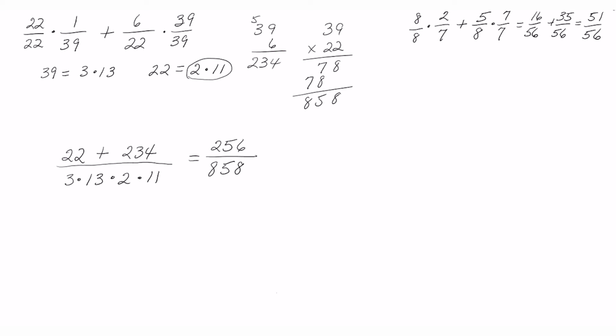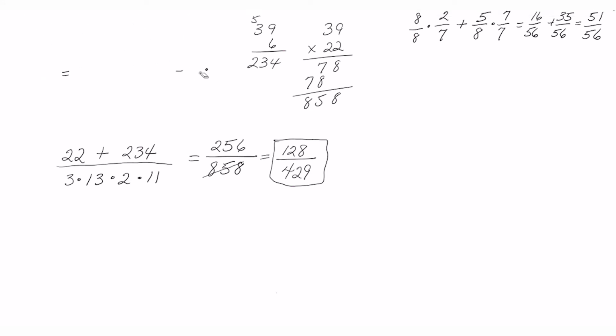Well, obviously these are both even numbers, so it looks like I'm going to need to factor a 2 out of the bottom and the top. So if I reduce the bottom by 2, I'm going to get 429. And then the top, I'll get 128. Okay. So that looks like that's pretty much done. So that was a pretty tough one. Let's free up a little bit more workspace here.